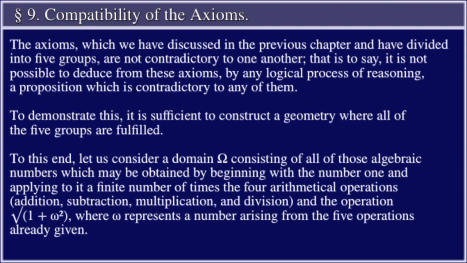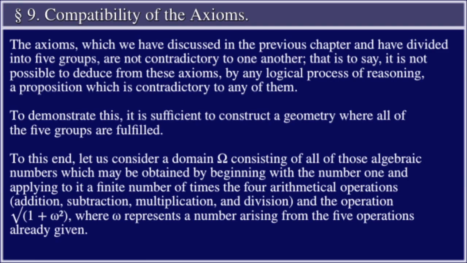The axioms, which we have discussed in the previous chapter and have divided into 5 groups, are not contradictory to one another. That is to say, it is not possible to deduce from these axioms, by any logical process of reasoning, a proposition which is contradictory to any of them. To demonstrate this, it is sufficient to construct a geometry where all of the 5 groups are fulfilled.